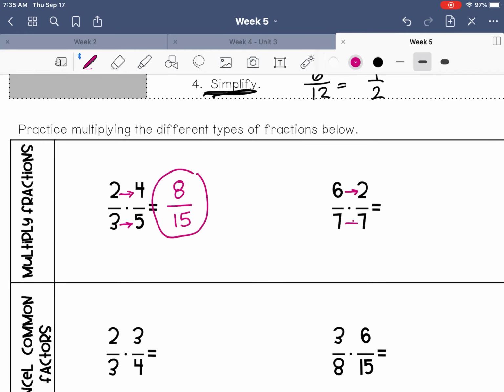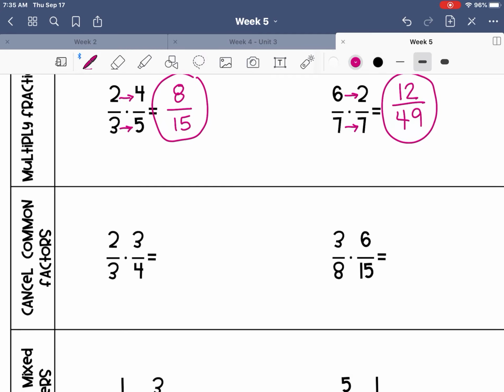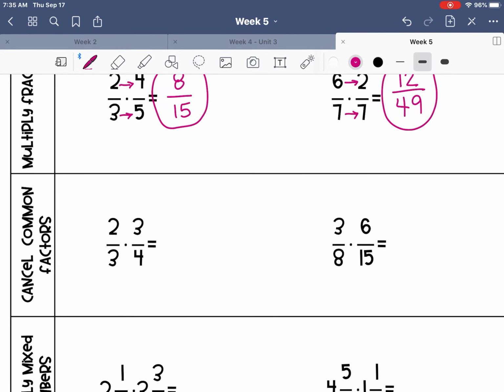6/7 times 2/7. Multiply the numerator. 6 times 2 is 12. 7 times 7 is 49. So that is the simplest form. 12 and 49 don't have any common factors. Okay? If you have common factors in your original fractions, there's a way to simplify before you get your final answer.